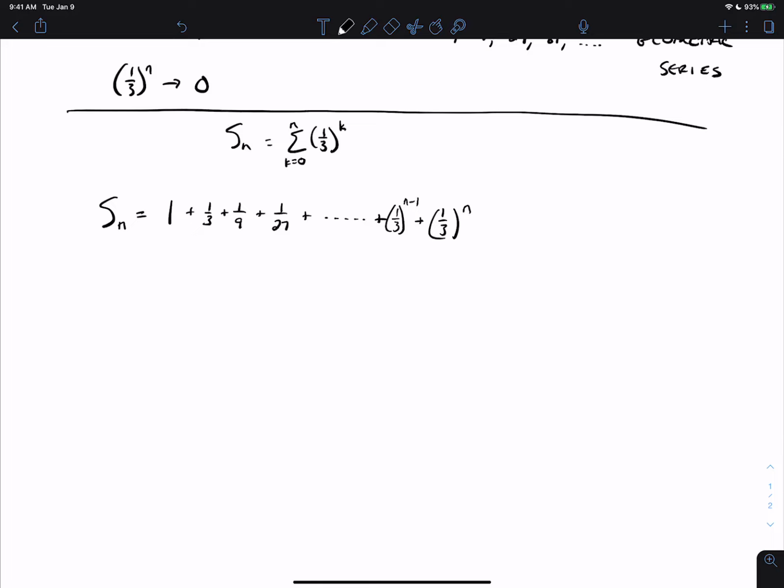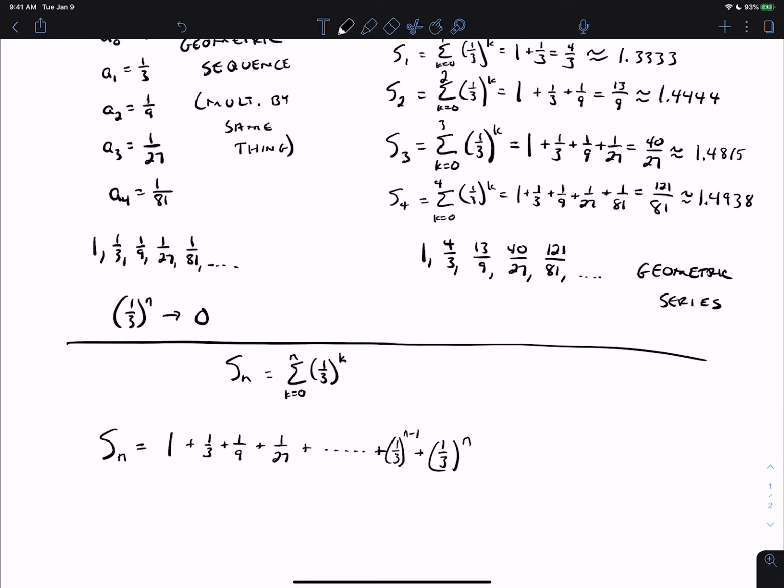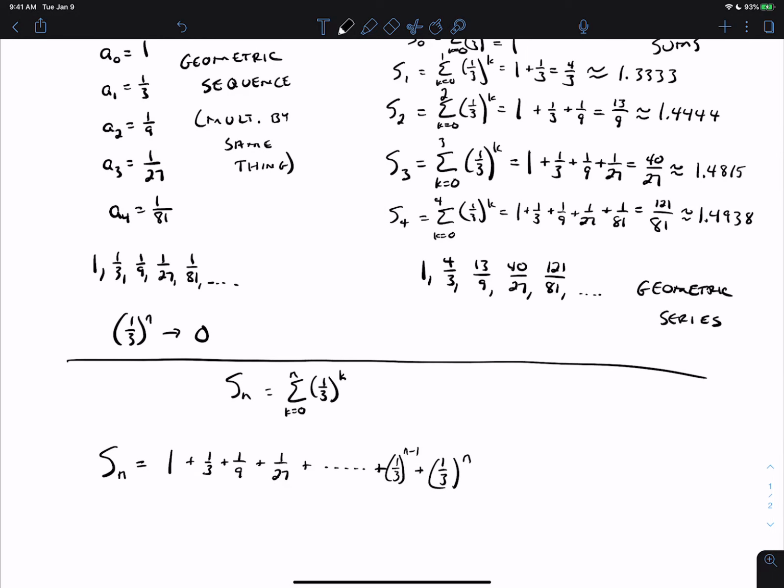And so what works well here is to multiply both sides of the equation by the thing you're multiplying. And so let's make a quick comment about that. The thing you're multiplying by up here is 1/3. The thing that you're multiplying, that's called the common ratio.